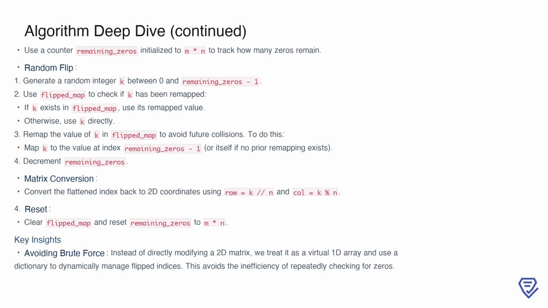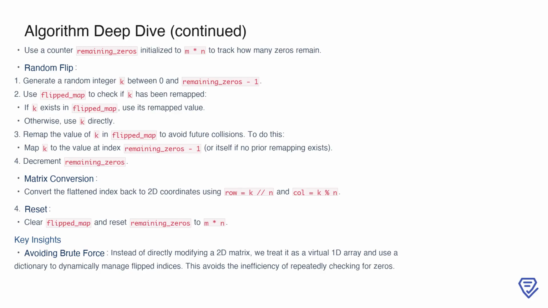When performing a random flip, we generate a random integer k between 0 and remaining_zeros minus 1. This k represents a random index in our virtual 1D array. If k has already been remapped in flipped_map, we use its remapped value, otherwise, we use k itself. To ensure that this index won't be used again, we remap k in flipped_map to the index corresponding to remaining_zeros minus 1, or to itself if no previous remapping exists for that index. After updating flipped_map, we decrement remaining_zeros to reflect that one less zero cell is available.